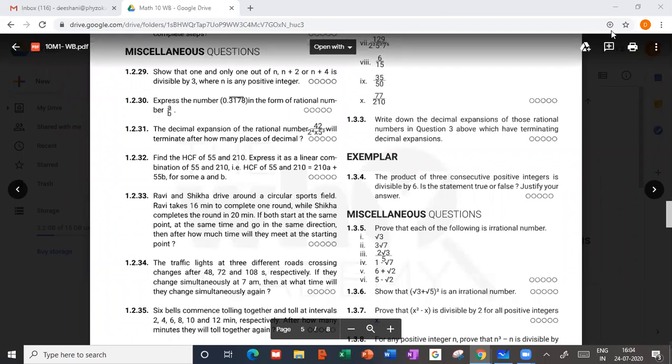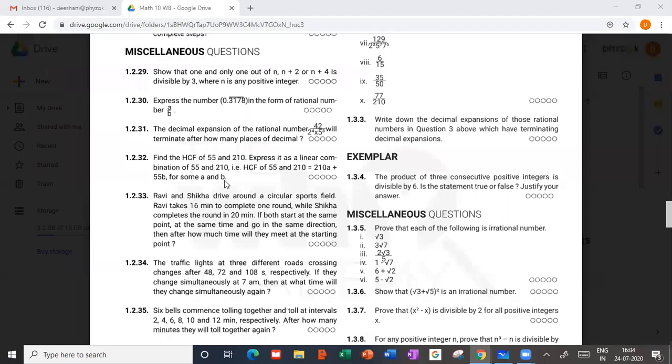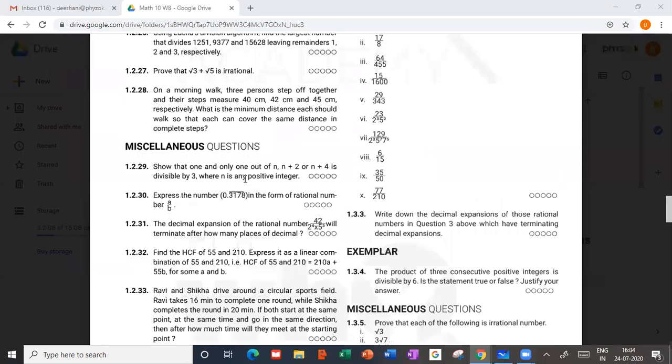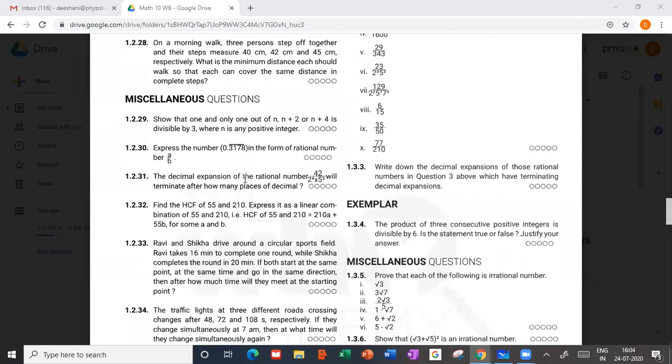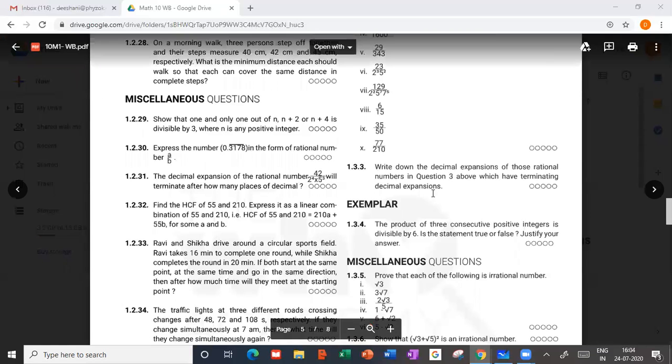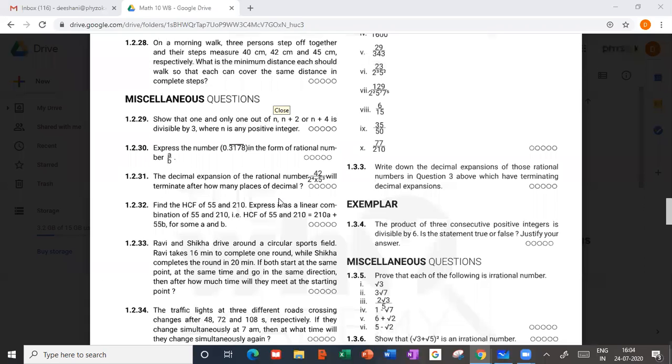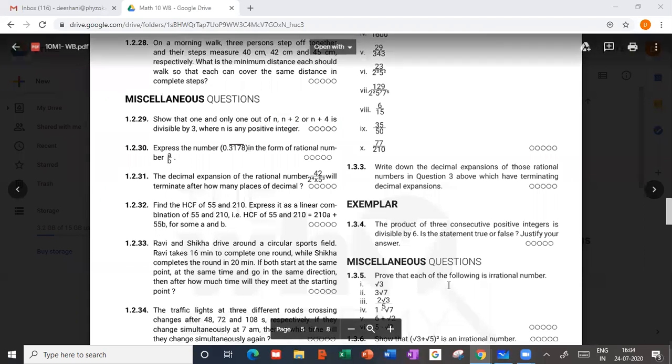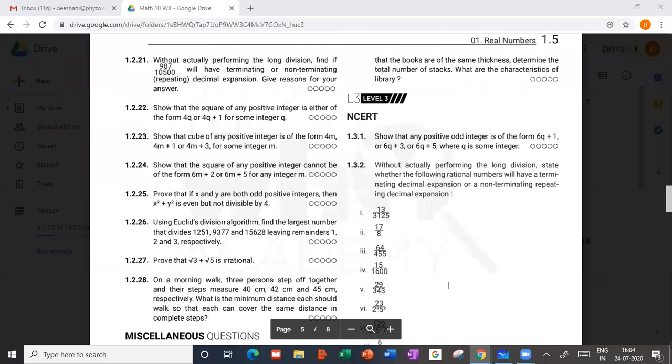Okay, what about the others? What happened? No response. HCF or LCM? The 33rd one. It's actually similar. We did this question before. Okay, do you remember this question? I'm scrolling up. I think LCM.